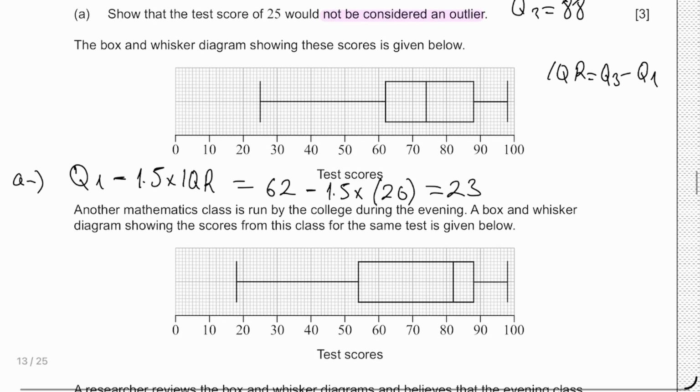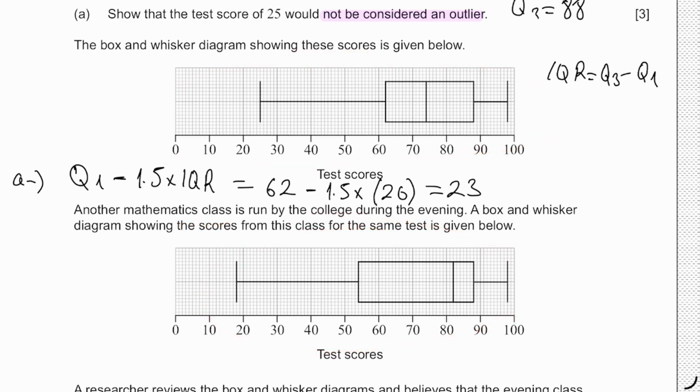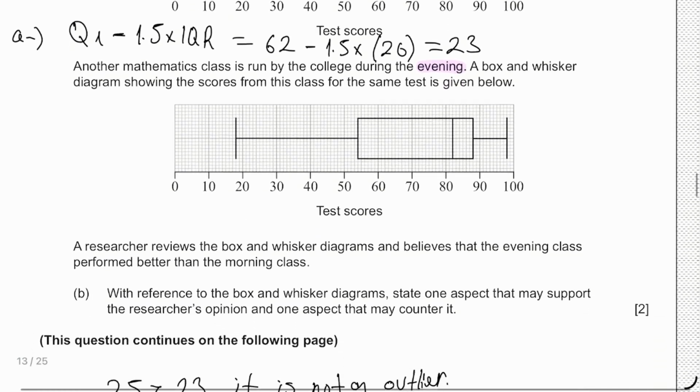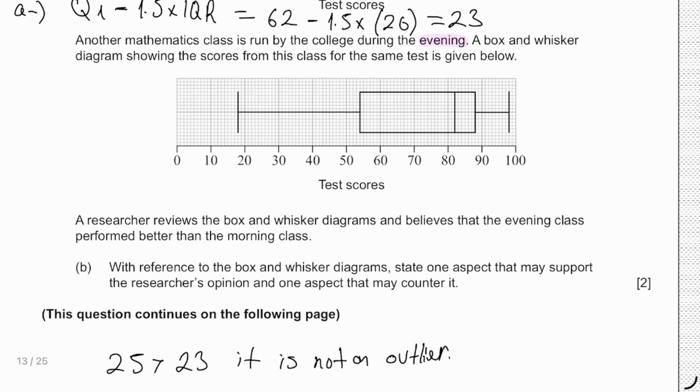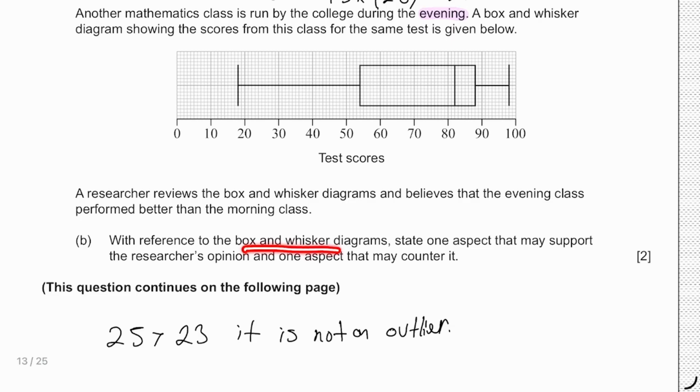Okay. Another mathematical class. So this is our first class, and we have another mathematical class, the evening class. So this is morning, this is evening class. It's given that a researcher reviews the box whisker diagram and believes that the evening class performed better than the morning class. With reference to the box whisker diagram, state one aspect that may support the researcher and one that counters it. So let's write it down.